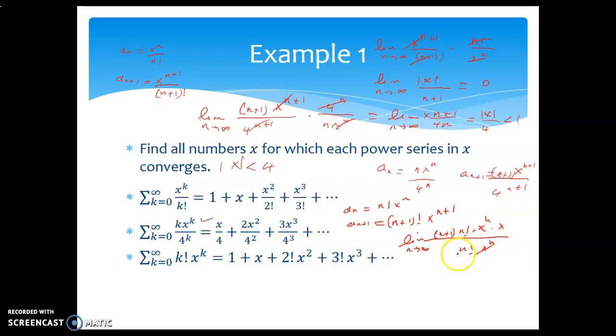So x raised to the power of n and x raised to the power of n cancel out. Now we have the limit as n goes to infinity of absolute value of x times n plus 1. This is going to be equal to 0 if x is equal to 0, and equal to infinity if x is not equal to 0. So the only region of convergence is when x is equal to 0.